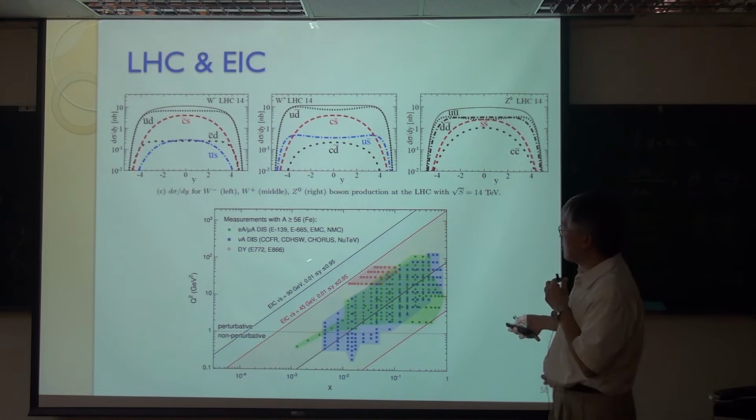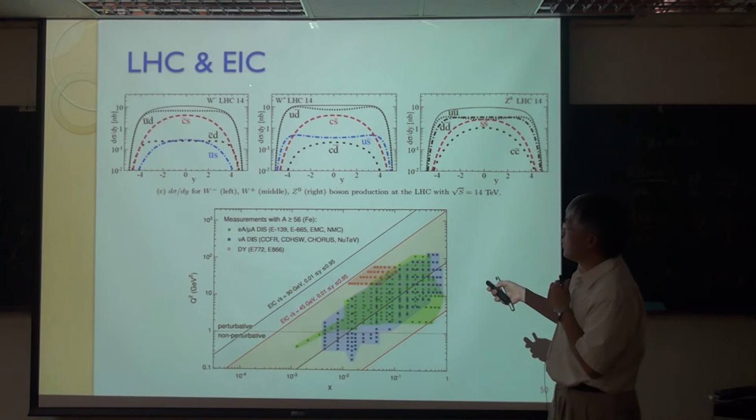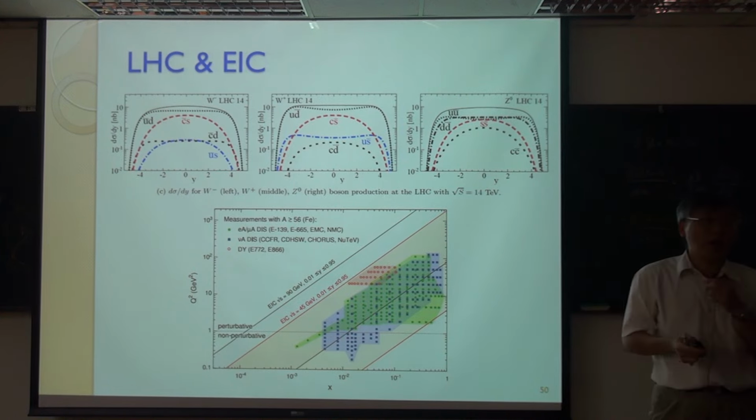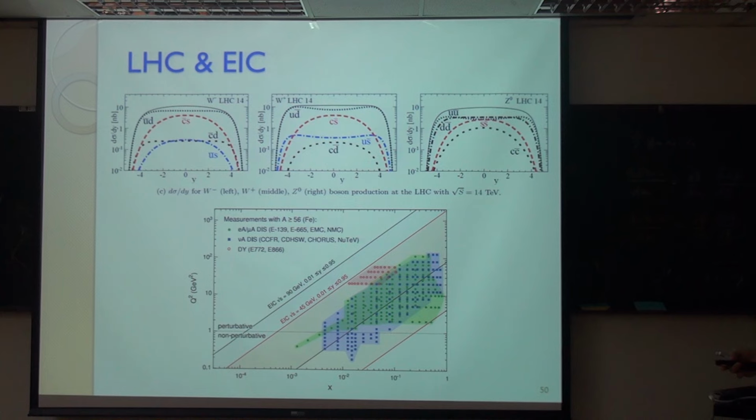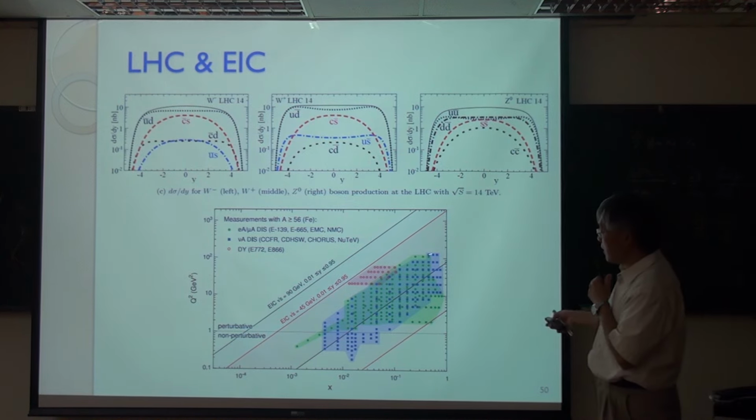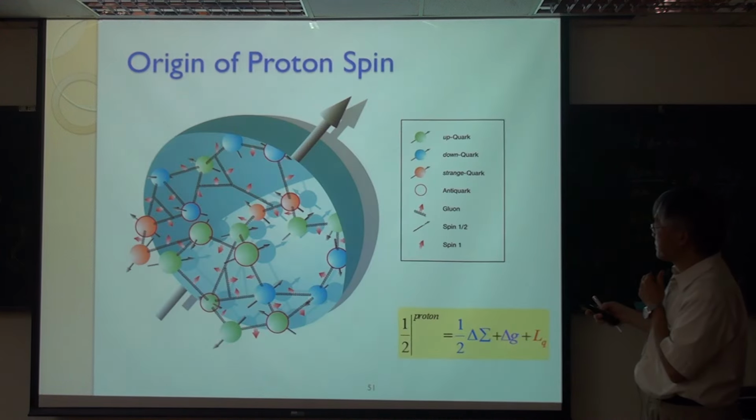So in the future, in the United States, there is a proposal for the EIC, the electron-ion collider. Over there, you will also be able to cover quite a large range of the X and Q region here. Okay.